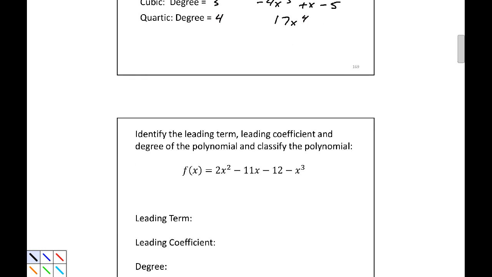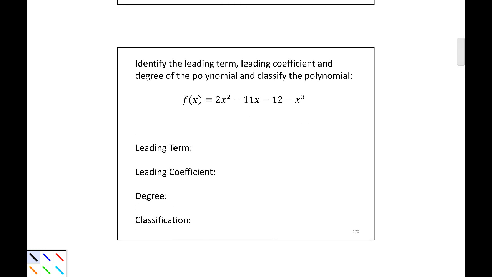So let's take a function and identify the leading term, the leading coefficient, and the degree, and then classify this polynomial. For the leading term, we need to look for the highest exponent. So actually, let's find the degree first. The highest exponent is 3, so it is a degree 3 polynomial. The term with our highest exponent is minus x cubed, so that is our leading term. Therefore, the leading coefficient is minus 1. And because the degree is 3, this is classified as a cubic.